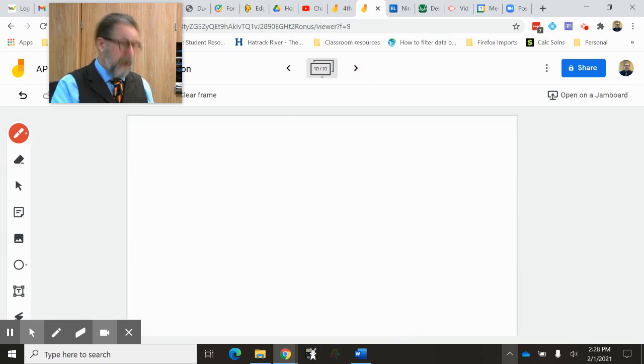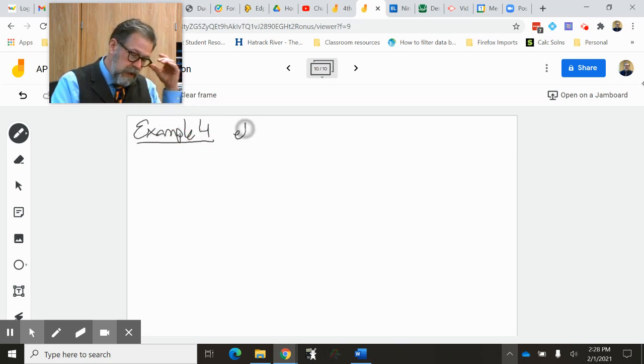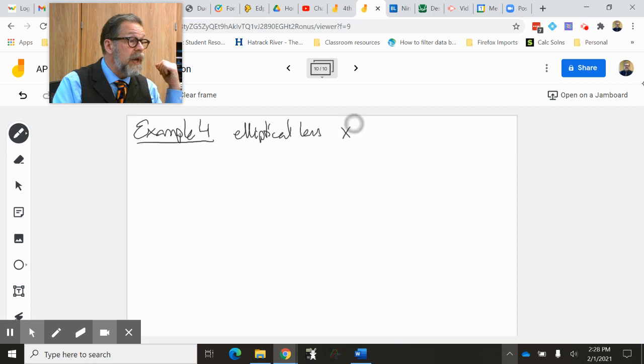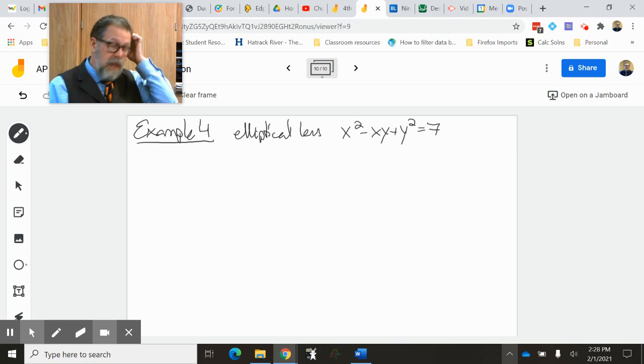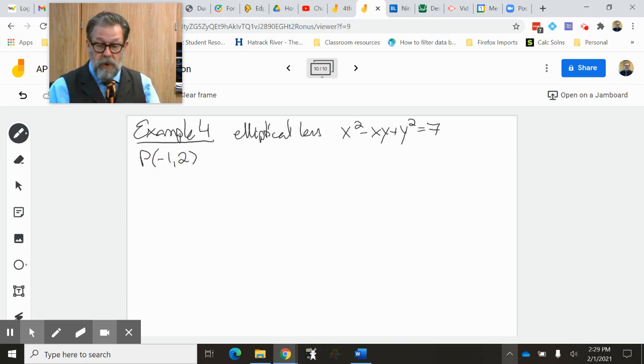So let's just dive right in and take a quick look at an example. This is, wow, my writing today? It's not great. Example 4. We have an elliptical lens, and our elliptical lens has the equation x squared minus xy plus y squared equals 7. And we're interested in the tangent and the normal at point (-1, 2). So obviously, we're already struggling to solve this for y, to write it as an explicit equation. We could theoretically use the quadratic formula, but we're not gonna.